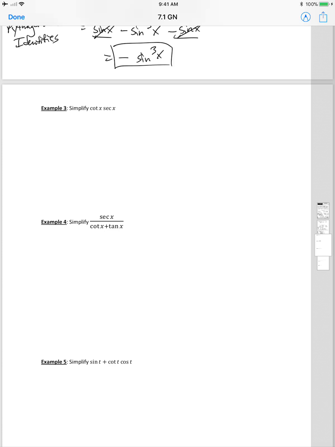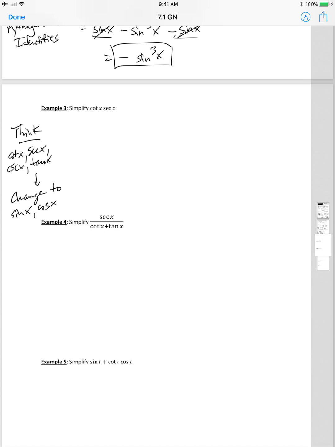Cotangent of x times secant of x. Now what I'm thinking right away, I see cotangent. This is true if I see secant, cosecant, even tangent sometimes. I'm going to change to everything being in terms of sine of x and cosine of x, because that'll really let me cancel things out more easily. It'll let me add and subtract things more easily. It's just going to allow me to perform algebra more simply to get this expression to be more manageable.